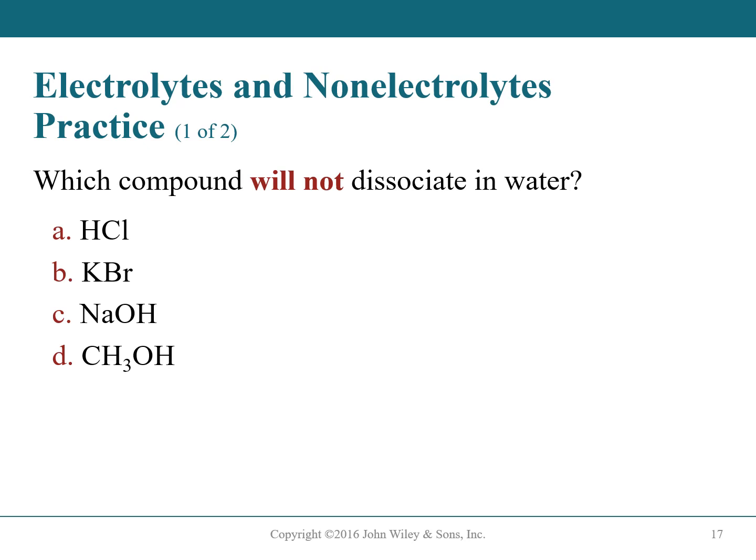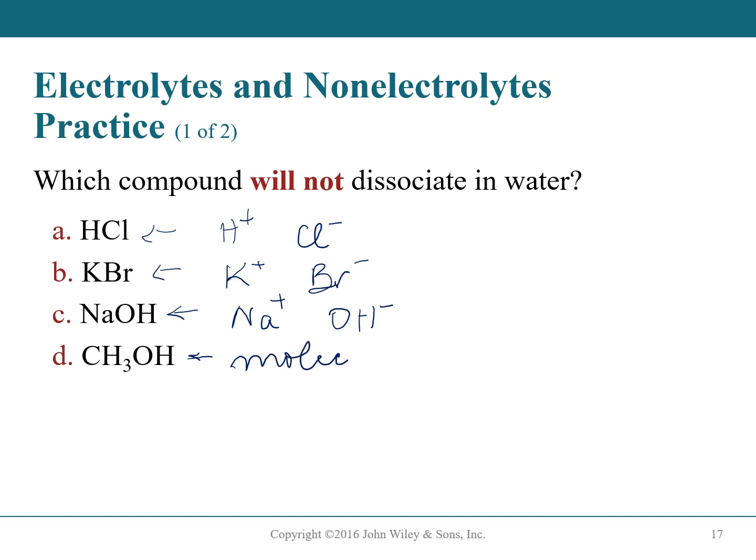Okay, so in this one, which will not dissociate in water, this is an acid, so you form H plus and Cl minus. This is a salt, you form K plus, Br minus. Here's my strong base, sodium hydroxide, you form Na plus, OH minus. This one is molecular, so no ions are formed.